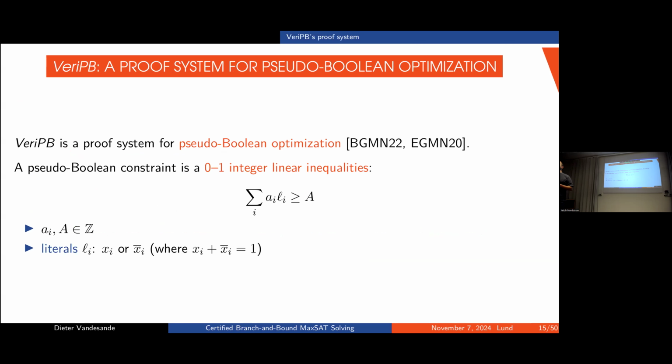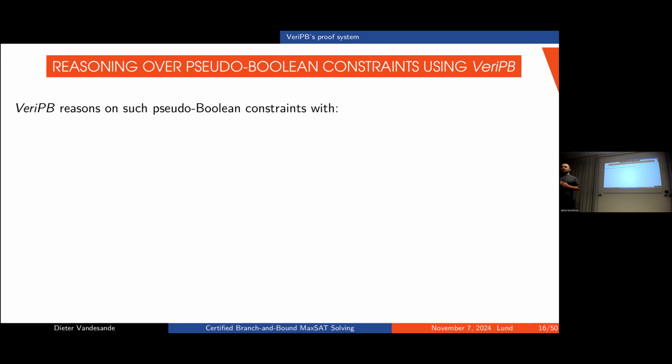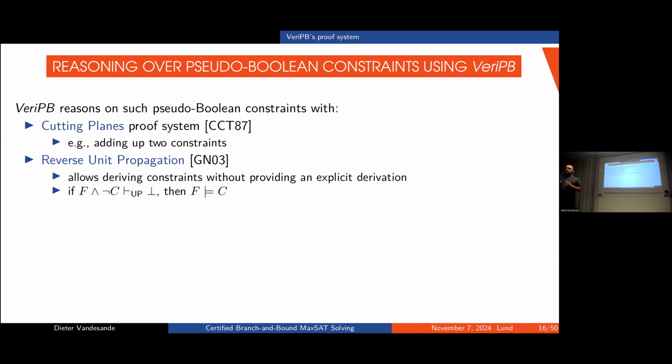VeriPB reasons about Pseudo-Boolean optimization, about the Pseudo-Boolean constraints which we have been talking about the whole week. And it does so by using some proof rules. It's mainly based on the cutting planes proof system, which I will talk about in more detail on the next slide. But it's mainly, for example, adding up two constraints. And then we have the reverse unit propagation rule, which is mainly a rule that you can use to derive constraints without actually providing an explicit cutting planes derivation.